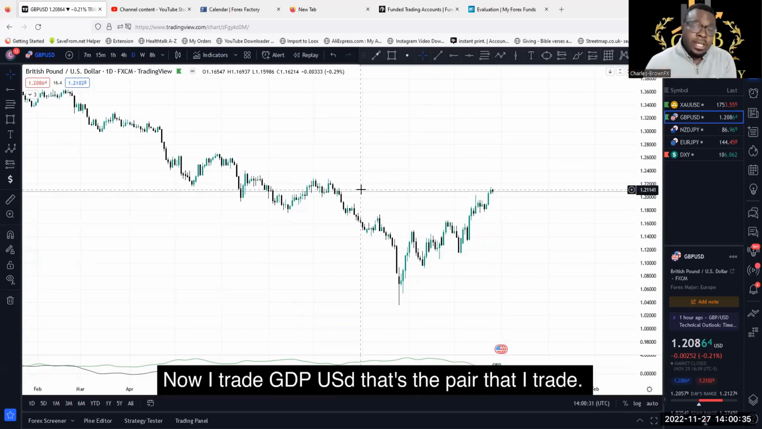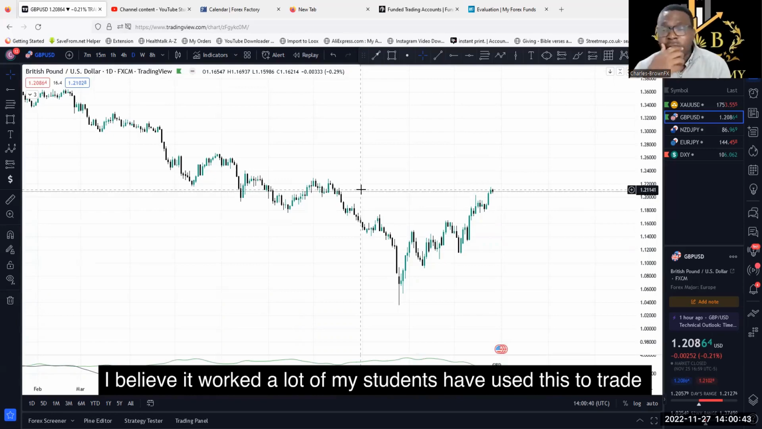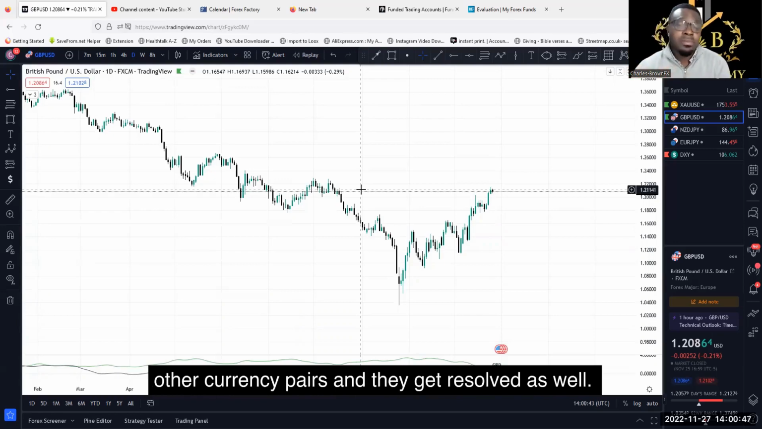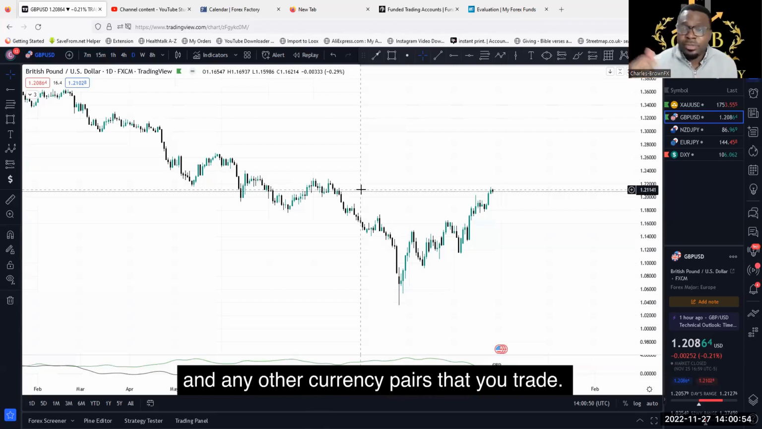Now, I trade GBP USD. That's the pair that I trade. But you can try it on any other currency pairs. I believe it works. A lot of my students have used it to trade other currency pairs, and they get results as well. So you might try it on any other currency pair that you trade.